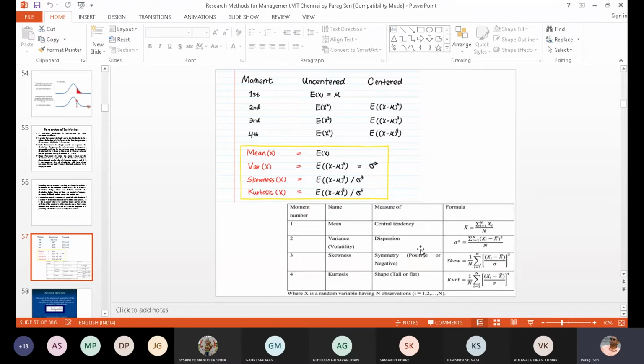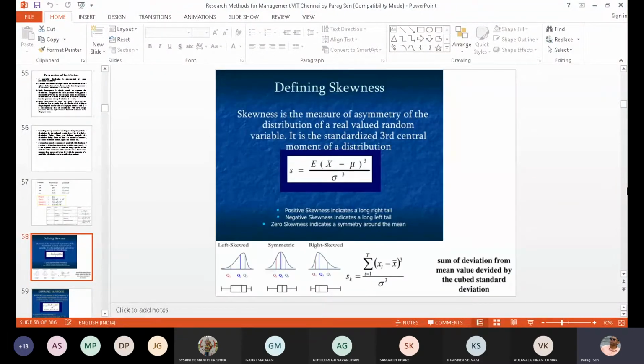Similarly, the skewness, that is the measure of the symmetry, positive or negative, is moment number three. And obviously kurtosis, which is the measure of shape, whether it is tall or flat, is called moment number four.